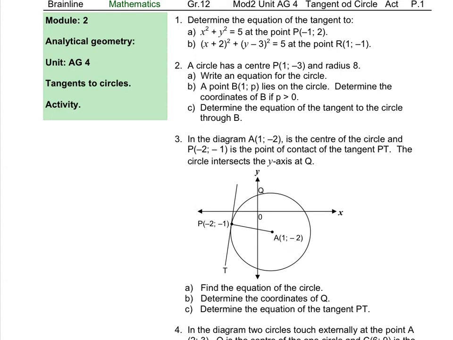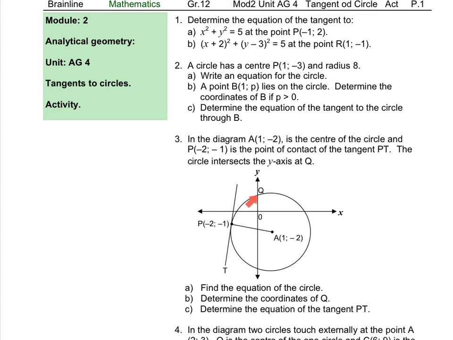And we also have a point of contact with the tangent where x is minus 2 and y is minus 1. The circle intersects the y-axis at Q. Number 3a, find the equation of the circle. So again, we will use the standard equation of a circle with center (a, b). Then question B, determine the coordinates of Q, in other words, the y-intercept.